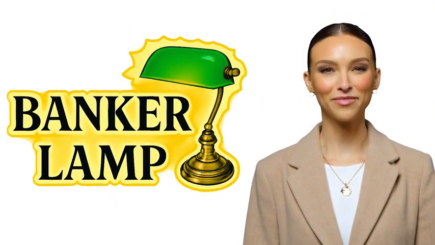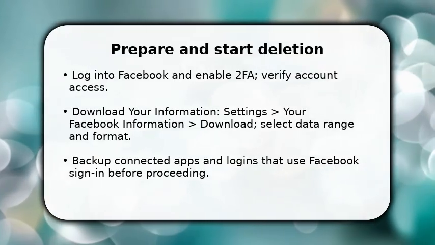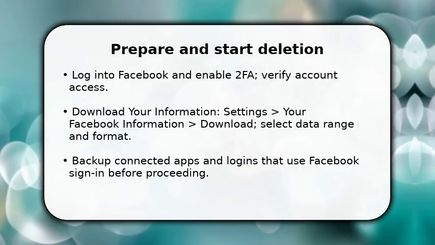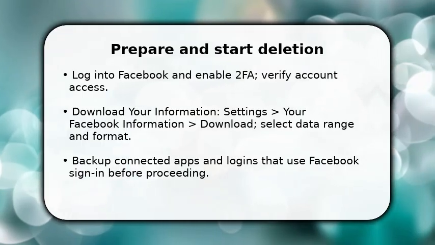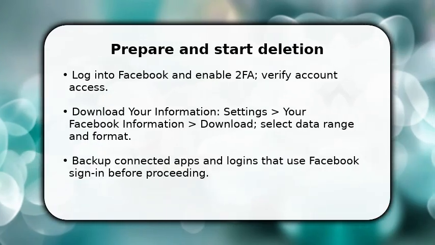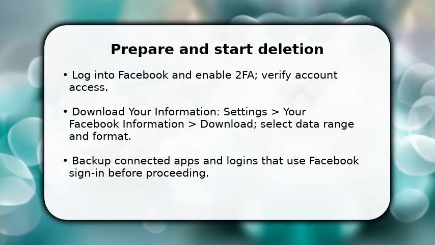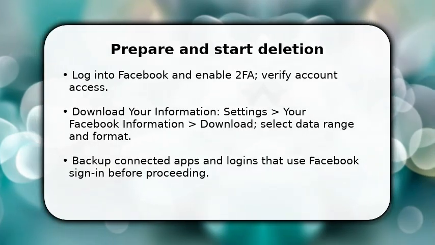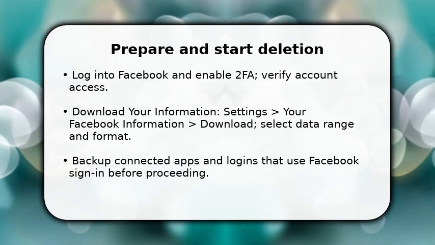Please enjoy the video. You begin by securing access and preserving anything you need. Log in and enable 2FA so you can confirm identity. Once done, go straight to Settings, Your Facebook Information, and request a download of your information. Choose the range and format you want. Make sure to note any apps, games, or websites that use Facebook login so you can create replacements. This prevents loss of access later and explains why deletion is irreversible unless you restore within the grace period.